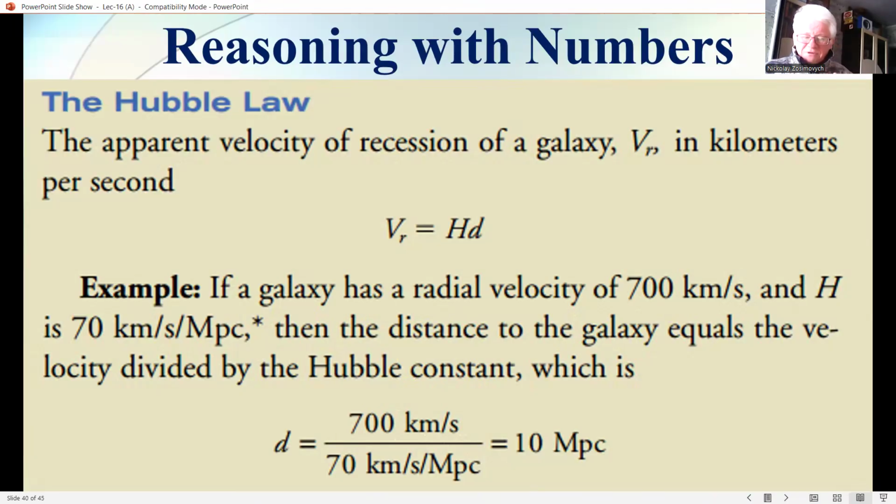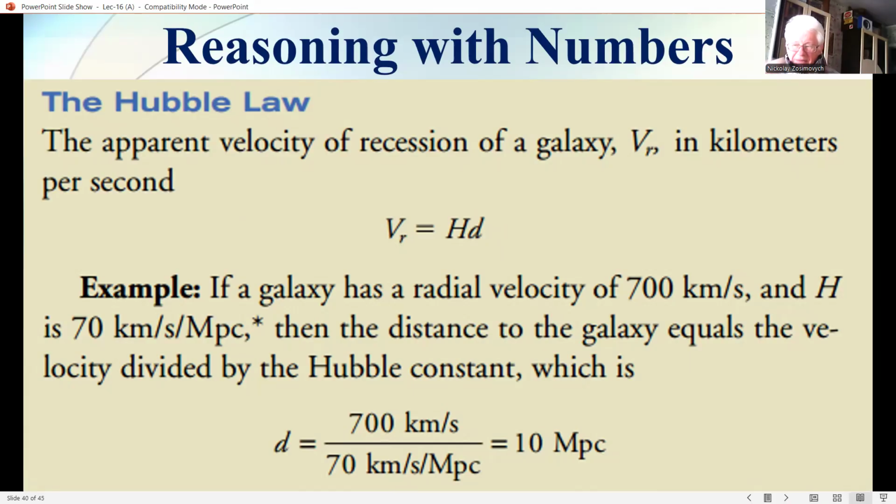So imagine we now study the Hubble law. The apparent velocity of recession of a galaxy, here we have v sub r in kilometers per second, is equal to the Hubble constant H multiplied times the distance to the galaxy d in megaparsecs. So we have this expression. Astronomers use this as a way to estimate the distance to a galaxy from its apparent velocity of recession.